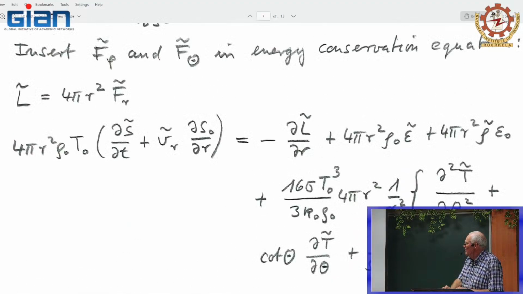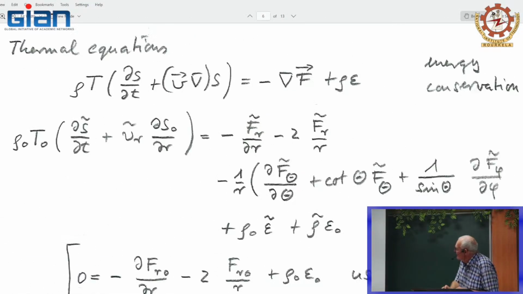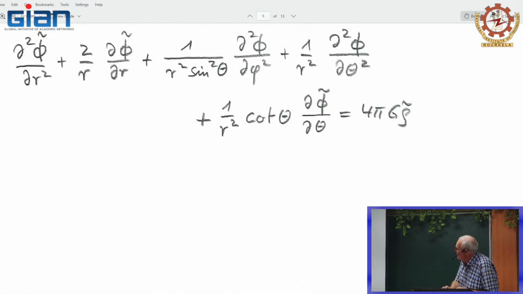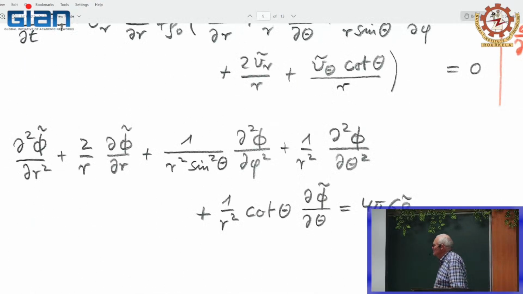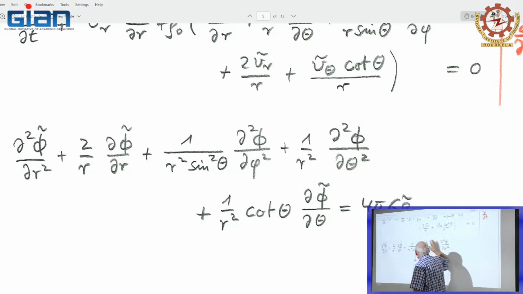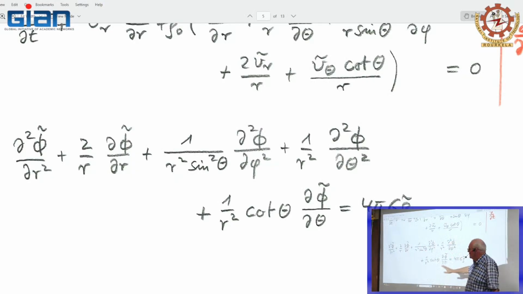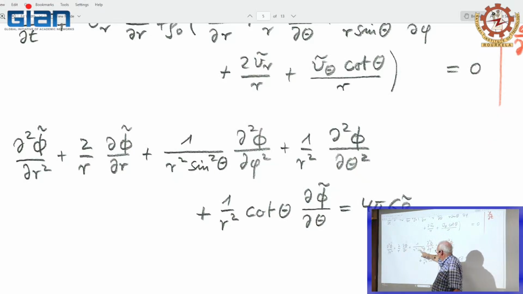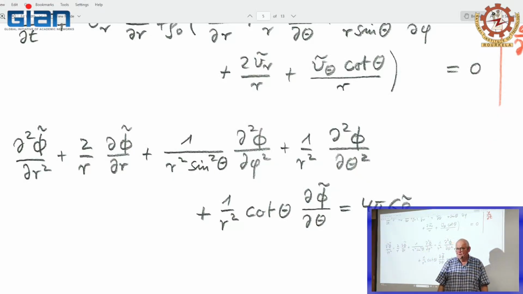The same will happen for the energy equation. Here, first of all, we have the potential equation. This part of the Laplace operator, from here to here, is nothing but l(l+1) over r squared times phi tilde.